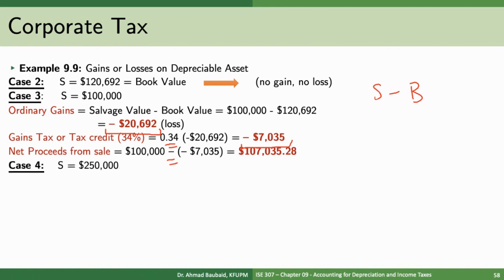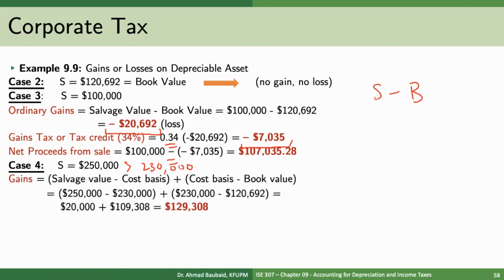Finally, in case 4, this actually corresponds to case 2, where the salvage value is more than what you purchased the item for, because remember that was 230,000. So in this case, you can do the decomposition. You first compute the capital gains, which is this first part, and then you compute the ordinary gains, and then you add them together.